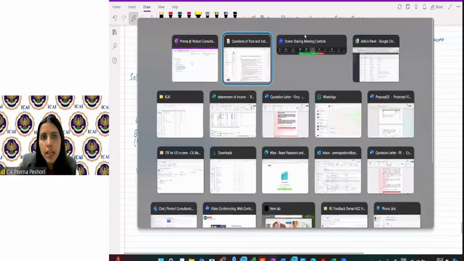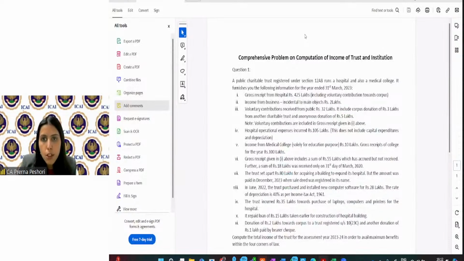Now what about the anonymous donation and the corpus donation? What will happen to that? So the corpus donation will not form part of the charitable income. If you remember, we had discussed that the corpus donations which are given are not considered in the total income. So the donation towards the corpus of the trust is not considered as income. It is exempt in nature.